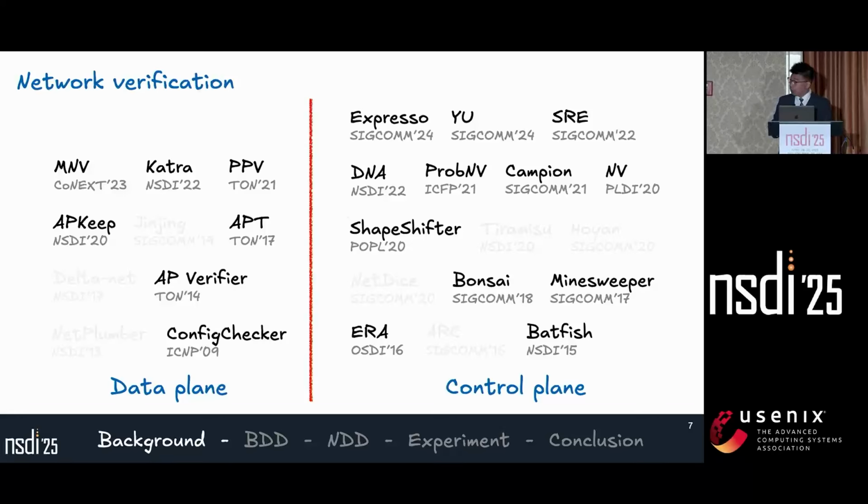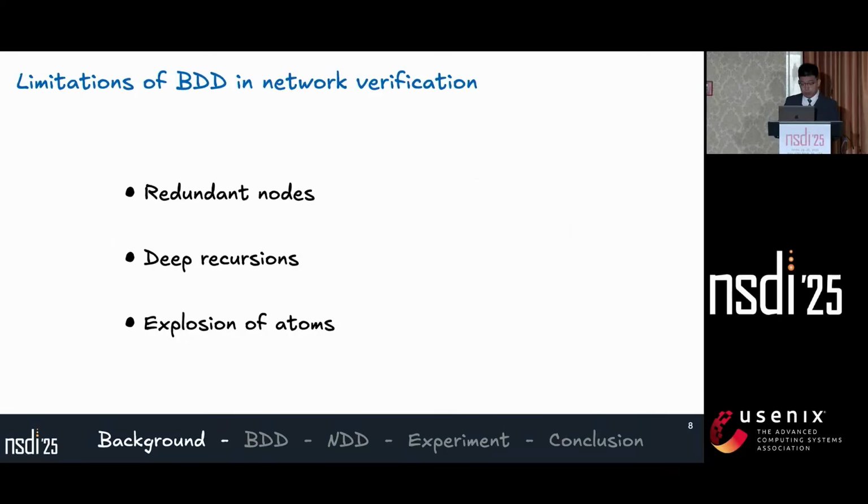BDD has been widely used in symbolic model checking, and for network verification, many verifiers today use BDD to achieve a more compact representation of the equivalence classes. Although BDD has been widely used, we find that when used for network verification, BDDs show 3 major limitations.